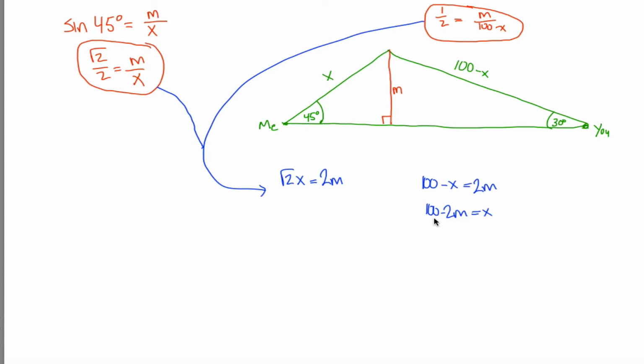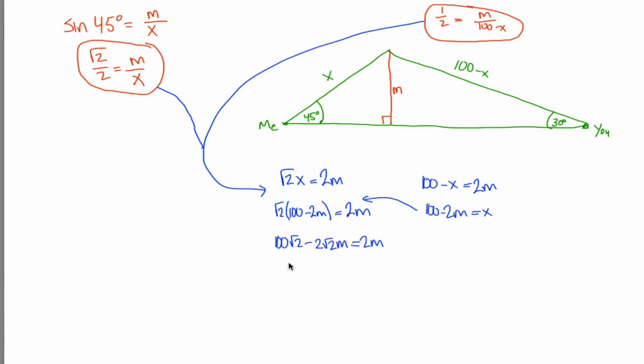And if x is 100 minus 2m, then over here, when I have the square root of 2 times x, I can instead write the square root of 2 times 100 minus 2m in place of x right here is equal to 2m. So I took this equation and I kind of plugged it in for x right here to solve. So maybe I need another arrow going in that direction. And now I only have one variable, the letter m, so I can solve for it. I get 100 root 2 minus 2 root 2 m is equal to 2m.